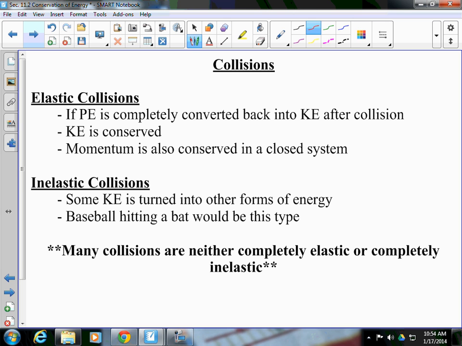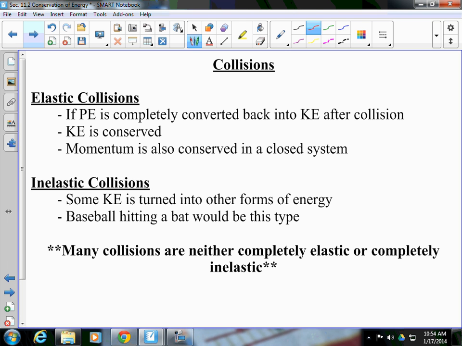But really, there are two types of collisions. We have elastic and inelastic. In an elastic collision, potential energy is completely converted back to kinetic after a collision. All that kinetic energy is conserved, and momentum is also conserved in an isolated system. Likewise, we have inelastic, and some kinetic energy is turned into other forms of energy, heat, and what else?